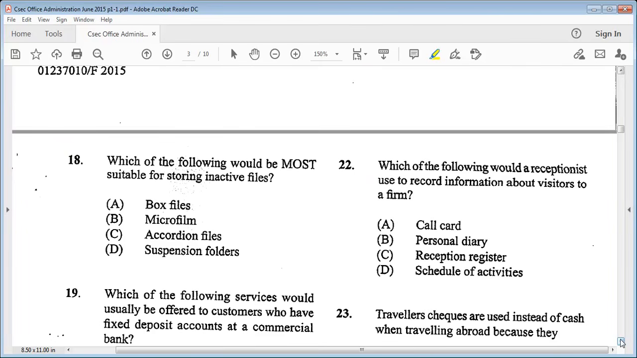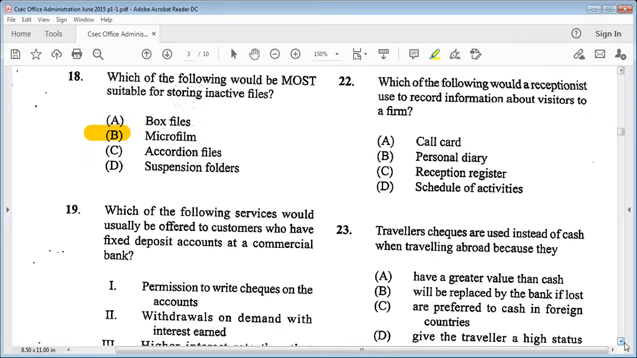Let's go on to question number 18. Here it says, which of the following would be most suitable for storing inactive files? A, box files, B, microfilm, C, accordion files, or D, suspension folders? We know it could not be A, nor C, nor D. So our answer would be B, microfilm.